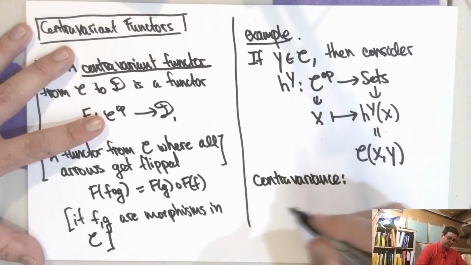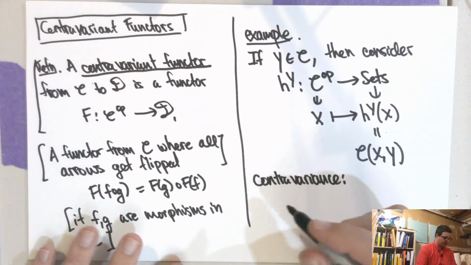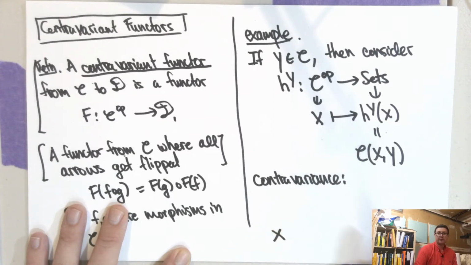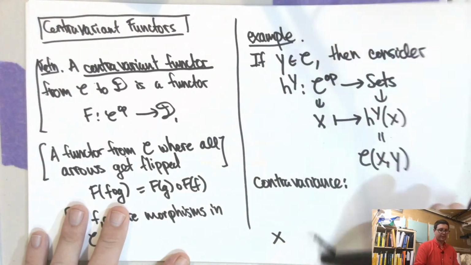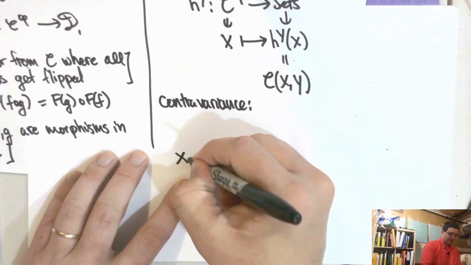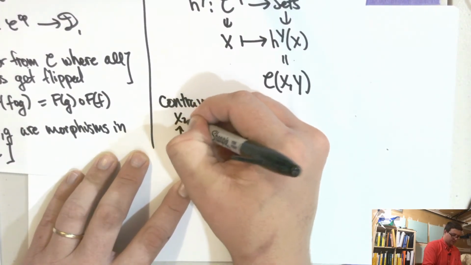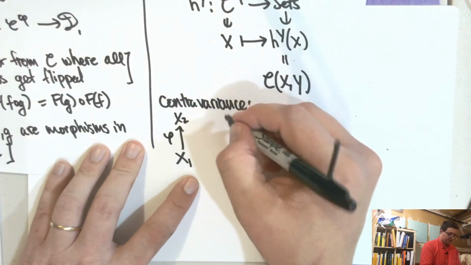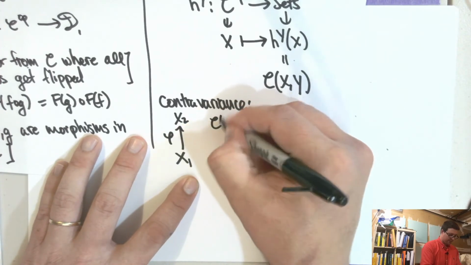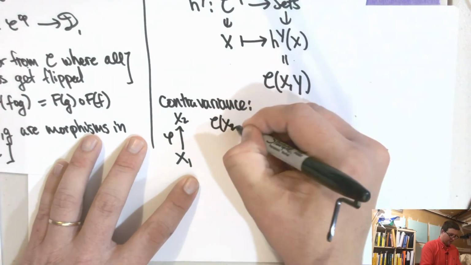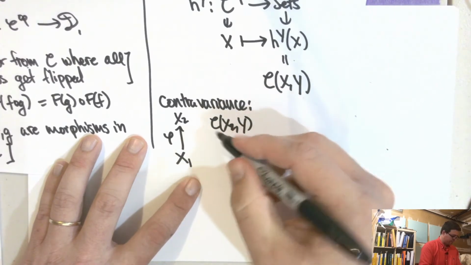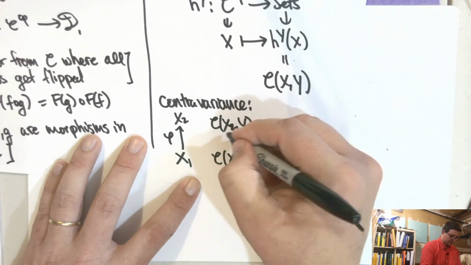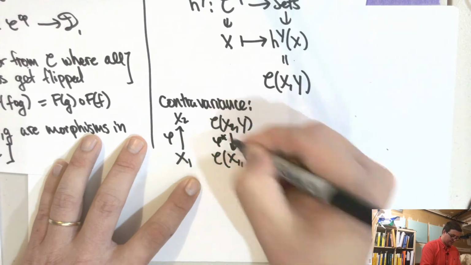Okay, so given a map in the original category, if we have x1 to x2, and we call this, say, phi, in the original category C, what I need to do is produce a map. So now we have x2y, and we need the arrows to flip, C to x1y. And this thing is sometimes called phi star.